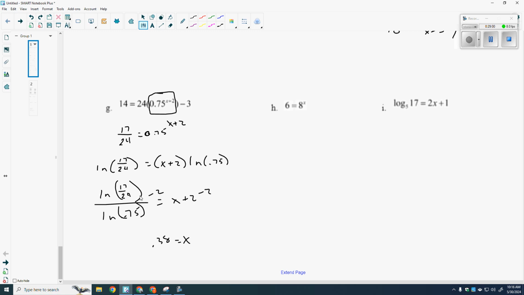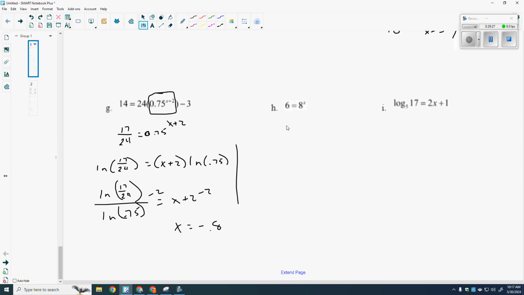No, you don't. I looked at the wrong number on my answer key. Let me look at the right number on the answer key. Oh, I didn't do it. I'm going to hit pause and do it real quick. All right, I got x equals negative 0.8.